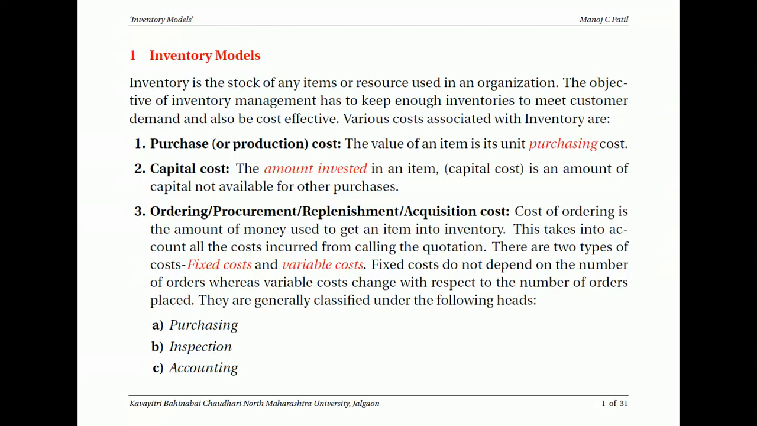Fixed costs do not depend on the number of orders or the quantity of the orders. Okay, both are different things. Number of orders represents frequency and quantity represents quantity. Whereas the variable cost changes with respect to the number of orders placed and as per the demands. They are generally classified under the following heads: purchasing, inspection, and accounting.